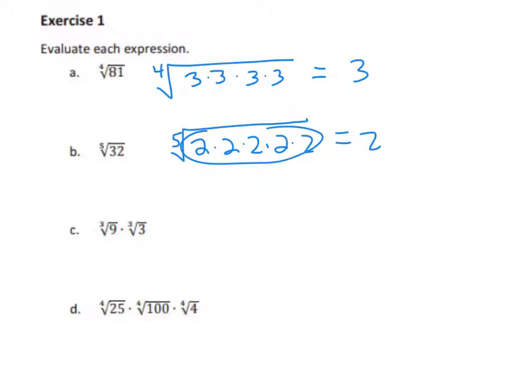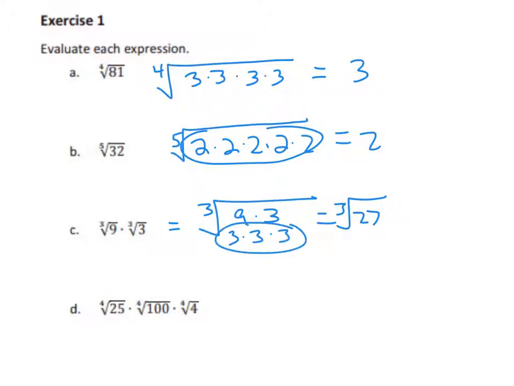Then the next one says, hey, I got the cubed root of 9 and the cubed root of 3. Well, guys, you can multiply those together, and you get the cubed root of 9 times 3. Well, it's the cubed root of 27. Now, you could have broken that down. 9 is 3 times 3, so I get 3 3's. Or the cubed root of 27 pulls out a 3. Exactly.